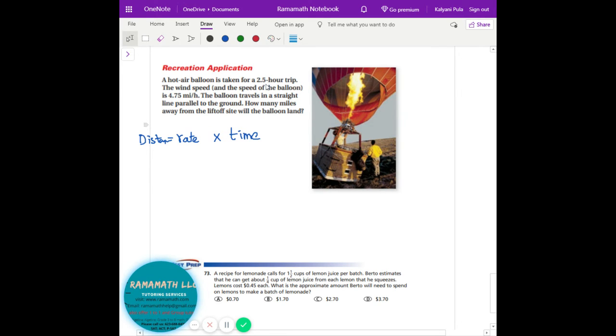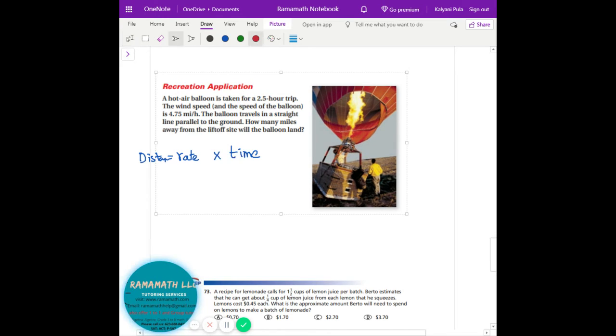Okay, so 2.5 times 4.75 should be more than 4 times 2, which is 8. So it should be more than that. It looks like you added, I don't know how you got that one, but it's not right. You need to multiply them, okay? Because the rate is how fast it is going, and the time is how long it is.